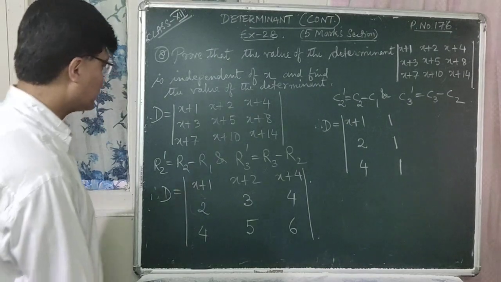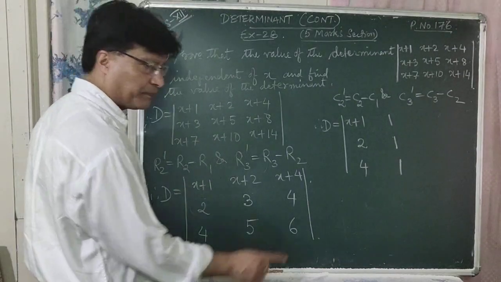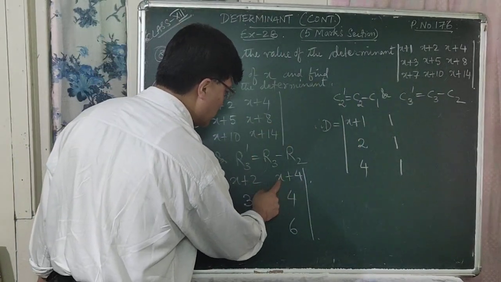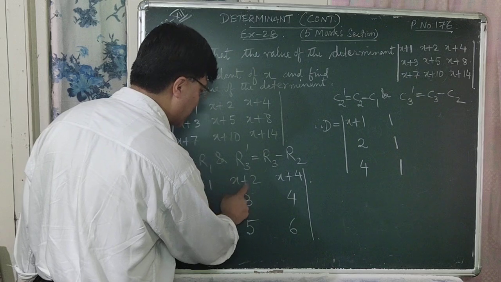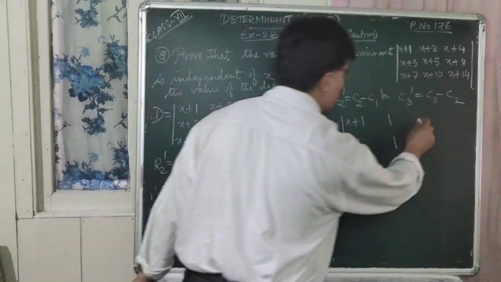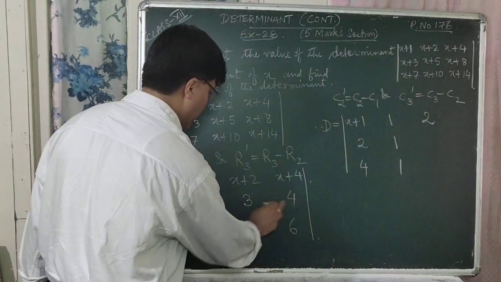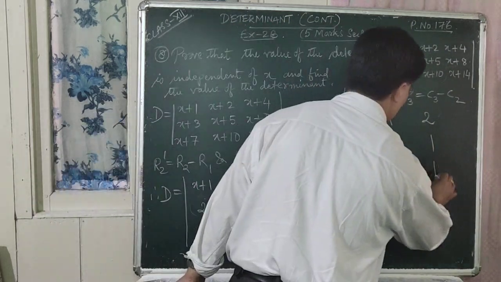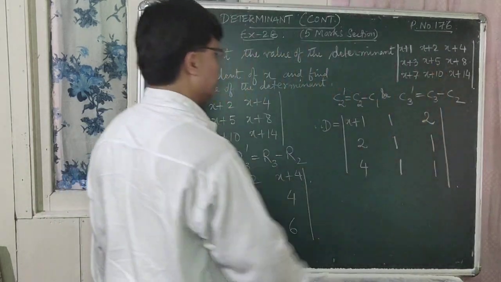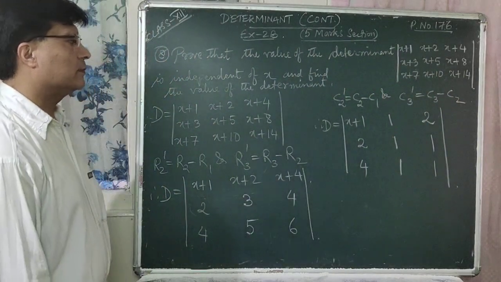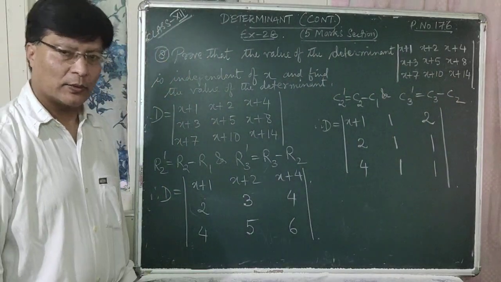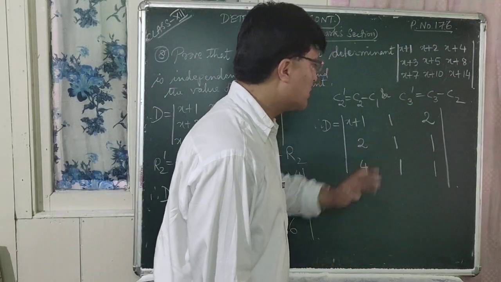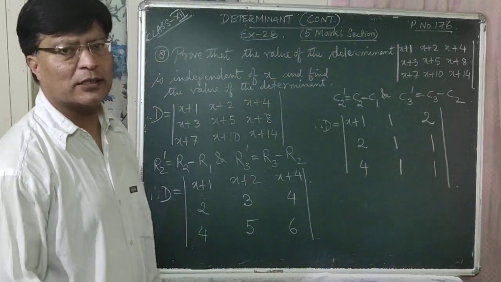Right? Next, again, what is C3 minus C2? X plus 4. This is your x plus 4 minus x minus 2. That is 4 minus 2 is 2 out here. Then 4 minus 3 is 1. 6 minus 5 is 1 here. Okay? So now, there are 3 ones in the second column.